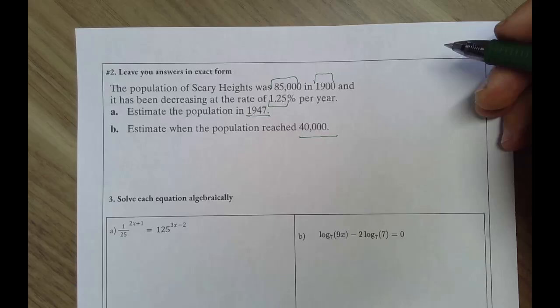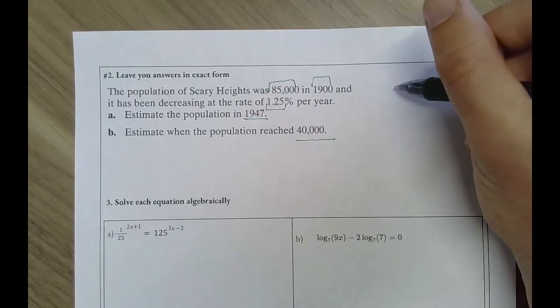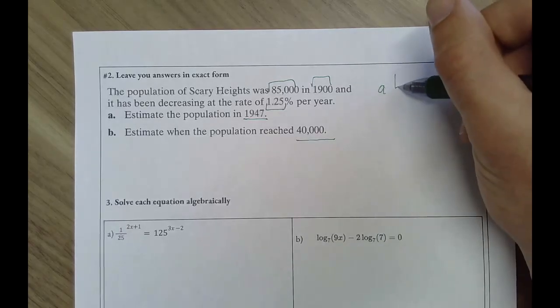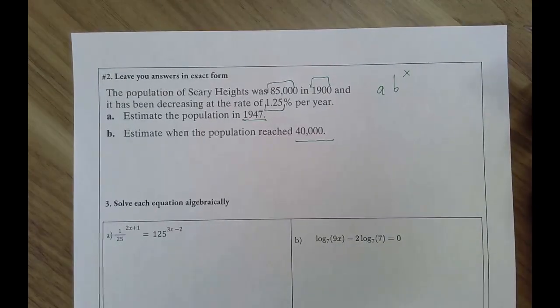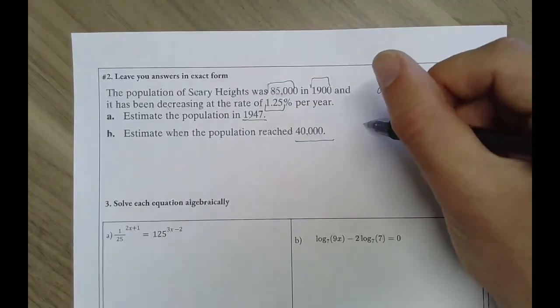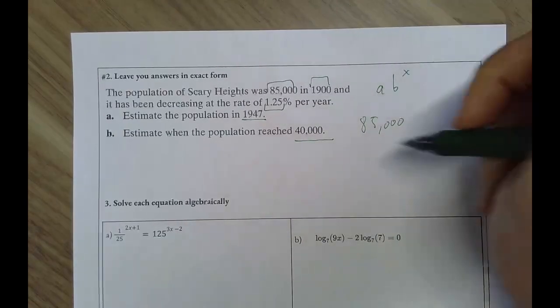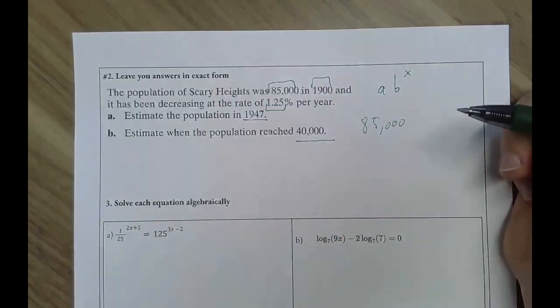Okay, so first we need to write our equation. Remember that this is an exponential function. Exponential functions are written like this: a times b to the x. A is our starting value. Well, what do I start with? I start with 85,000, so my a is going to be 85,000. B is that growth rate. It says I'm decreasing at a rate of 1.25%.